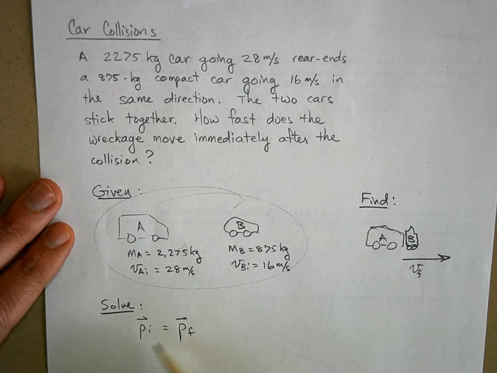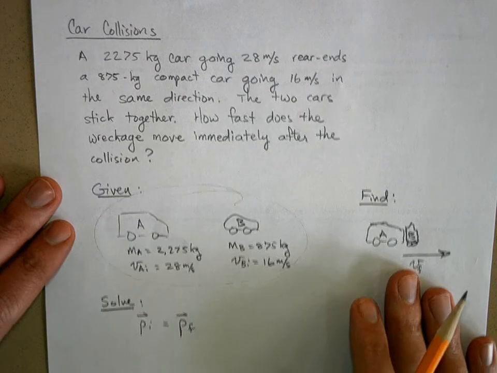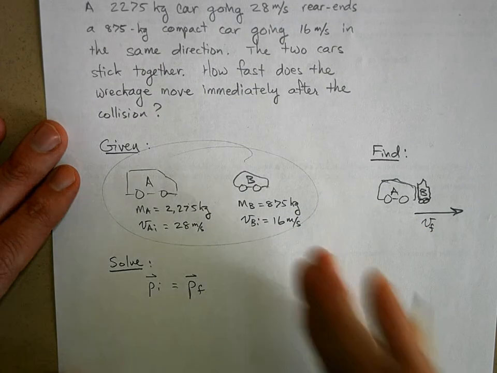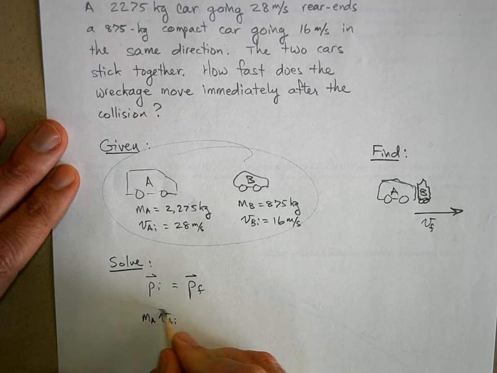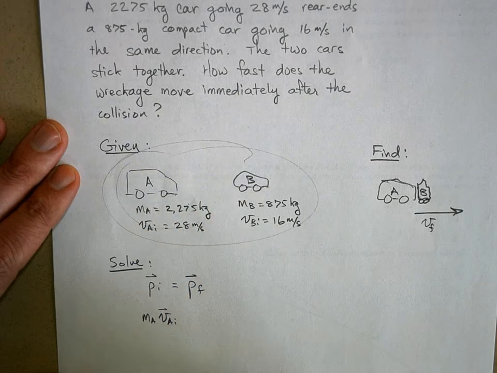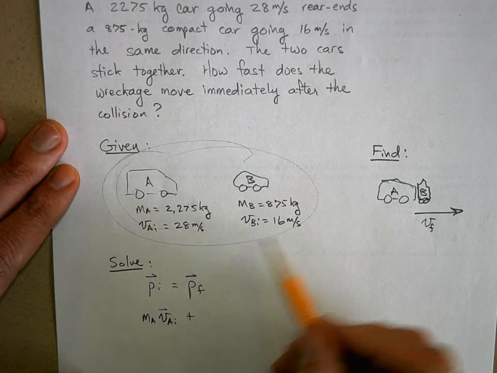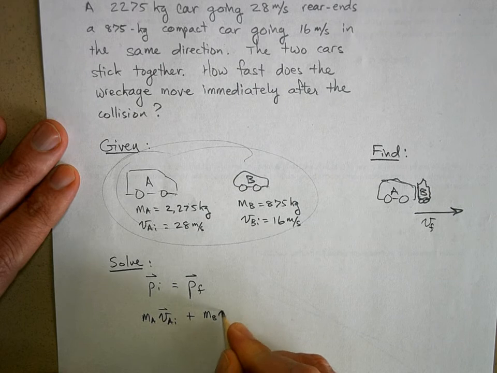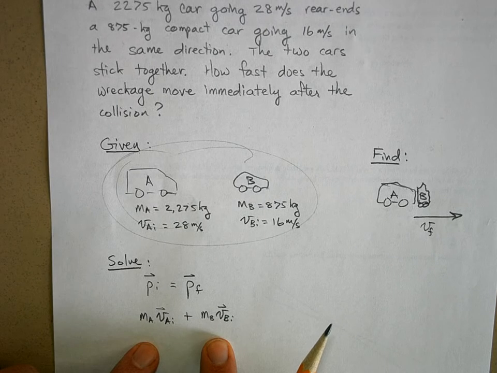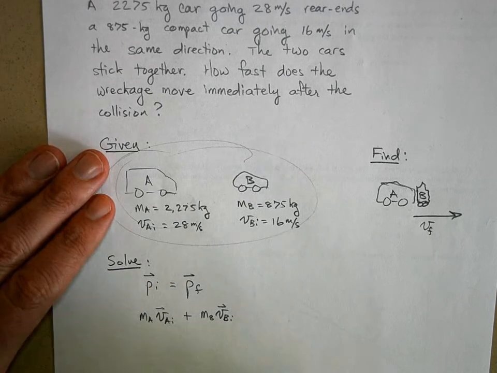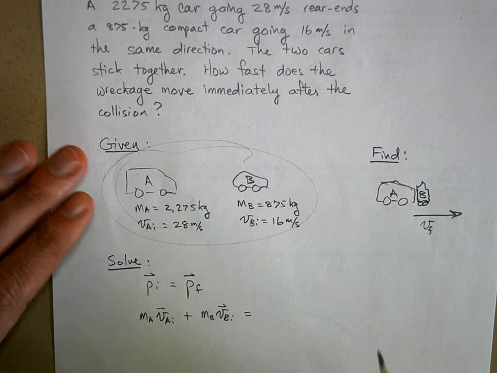Then you ask yourself, okay, what is the initial momentum of my system? Well, car A is moving, and momentum is mass times velocity. So it's MA times VA initial. That's the momentum of car A, plus the momentum of car B. So that's MB VB initial. This is the initial momentum of car B. You add them together, that's your total initial momentum. That's going to be equal to my final momentum.